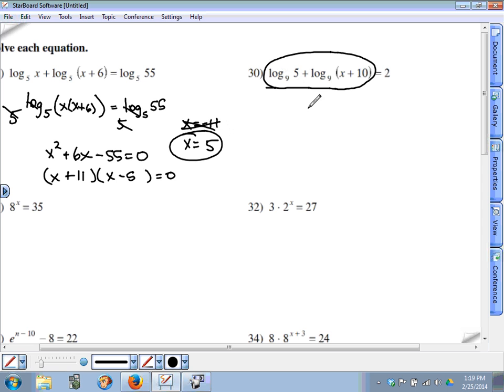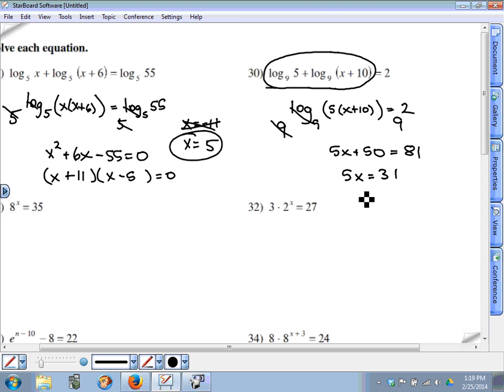Here on 30, they have the same base, and there's a plus sign between the two logarithms. So when you condense this, these have to multiply. It's 5 times x plus 10. That equals 2. Exponentiate both sides, and you get 5x plus 50 equals 81. Subtract 50 and you get 5x equals 31. Divide by 5 and you get x equals 31 fifths.